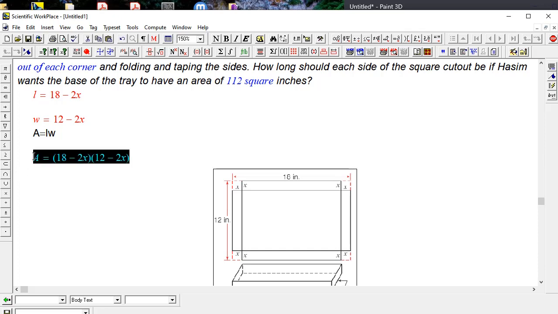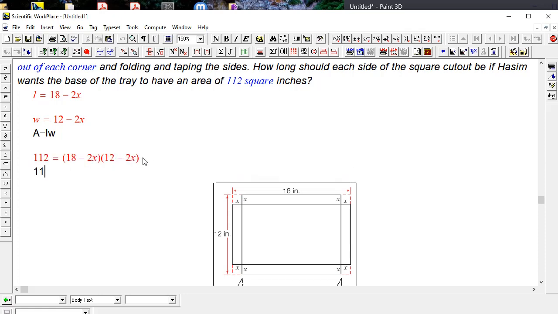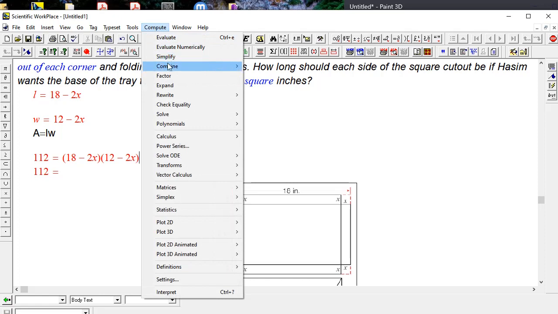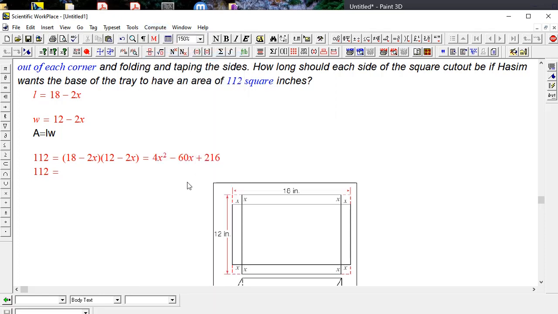Good. But the area is given in the question, which is 112. So 112 here. Now I get a quadratic equation. We need to simplify it to get the answer. 112 equals, multiply this quadratic expression. So I need to multiply these terms. I will do it directly to save time. Combine and simplify.